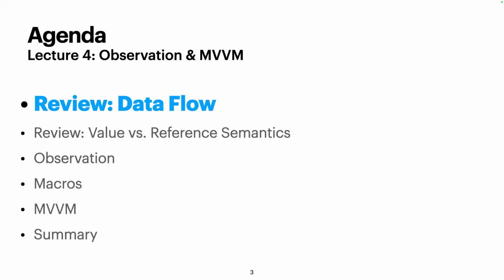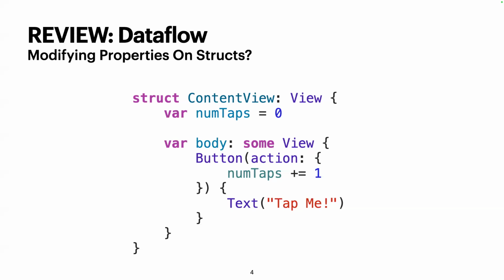Okay, so before we get started into today's topics, we're going to talk, just as a review, about what we did in lectures 2 and 3. So for data flow, we talked about our fundamental motivation: modifying properties on structs.